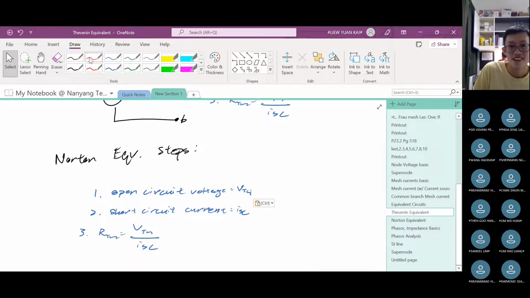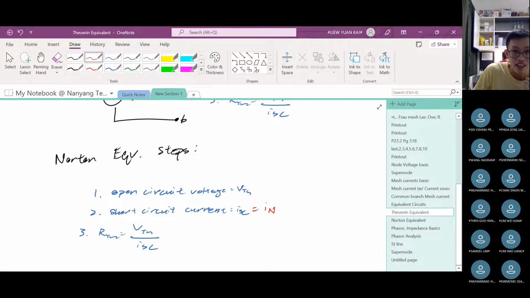Done. Okay, it's the same thing, except now you need to acknowledge that this one is I Norton, right? The short circuit current here is the Norton equivalent current source. It's the same exact steps as what we did just now, except now think of the I short circuit as the Norton equivalent current source.